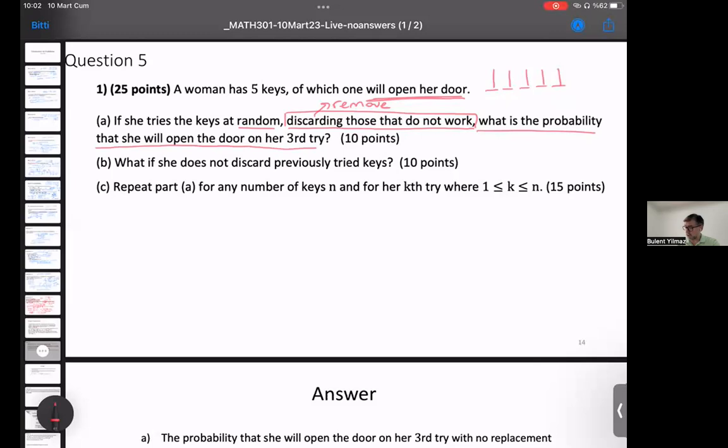Okay, discarding means removing. Okay, removing. Hocam, can you hear me? Yes, I can hear you.